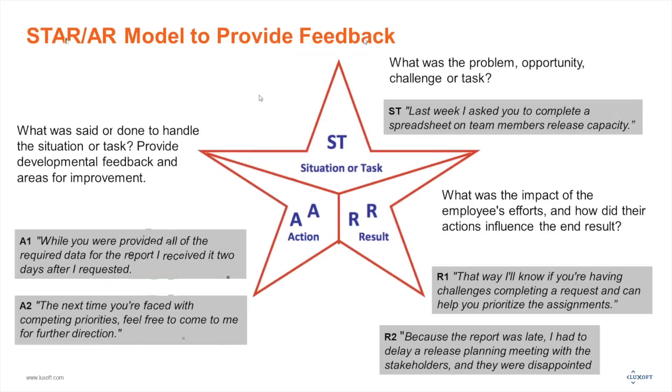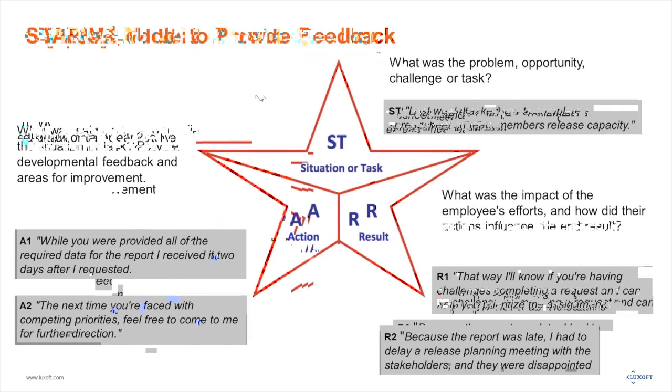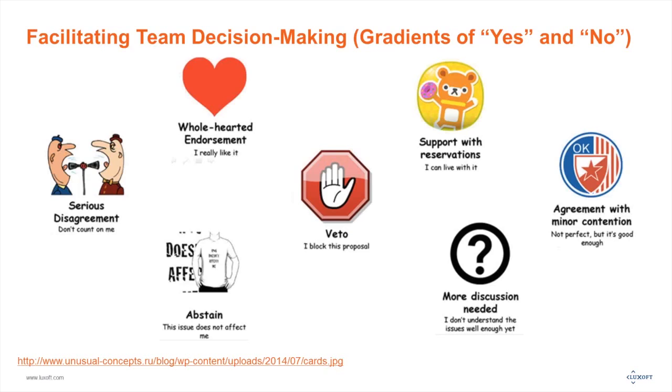Here we are coming to a facilitation technique for decision making, for group decision making. It is gradients of yes and no. As I already said, sometimes yes is a wholehearted yes, it's 100% yes. And sometimes yes is agreement with minor contention. So not perfect, but it is good enough. And sometimes people can support some idea, but with some reservations. I can live with it, but probably there are some better ideas that can be taken.